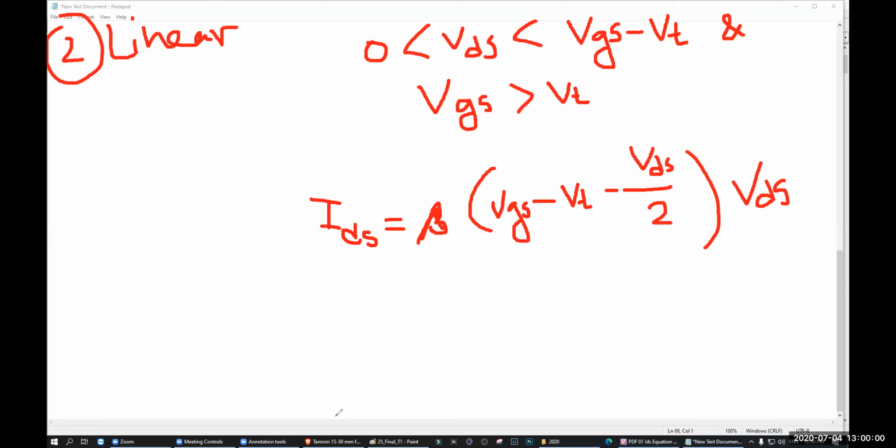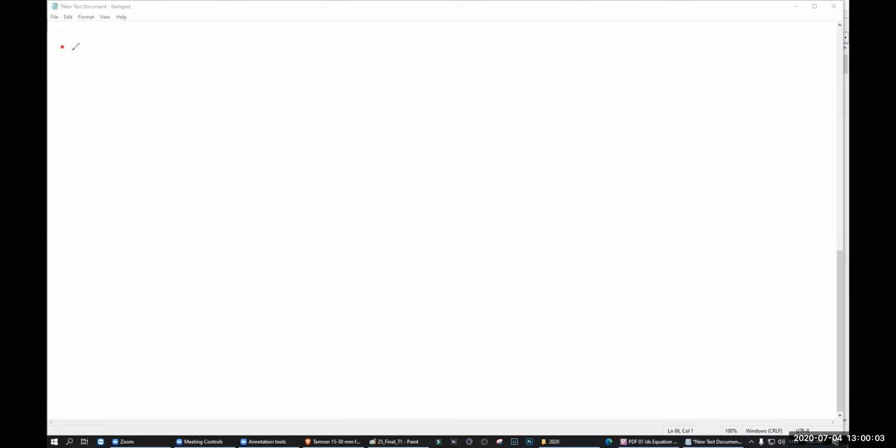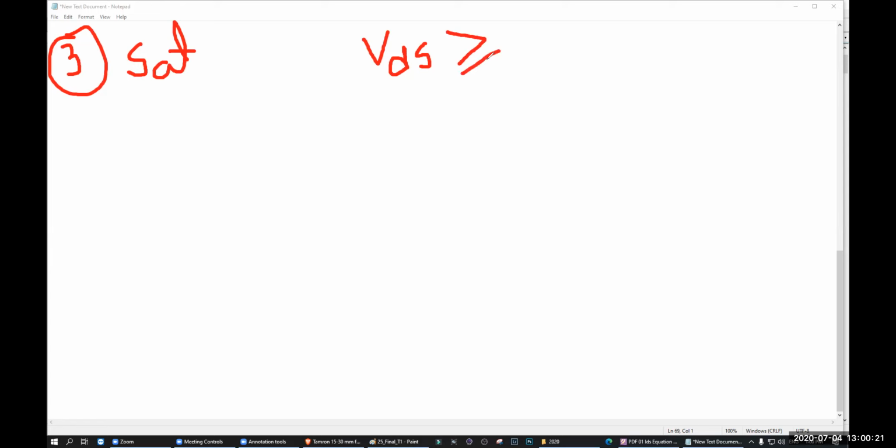Now I want you to see the saturation formula. Okay, for saturation, let's write the saturation formula. Your VDS cannot be smaller than, it should be greater than or equal to your VGS minus VT, and obviously your VGS should be bigger than VT. If it is not, then it is cutoff, right? If it is smaller, then it is cutoff. Now, what is the formula? We do not know the formula yet.